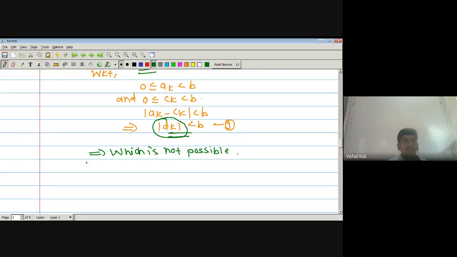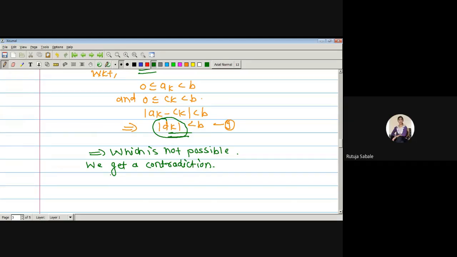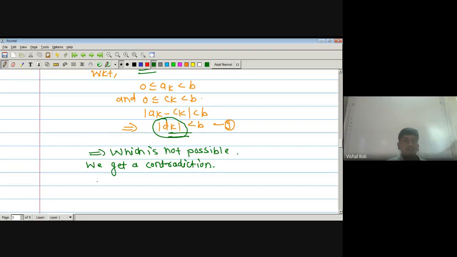So here we get a contradiction, and this contradiction arises due to our wrong assumption. Which assumption? N can be expressed in two distinct ways. So which implies the representation of n must be unique.